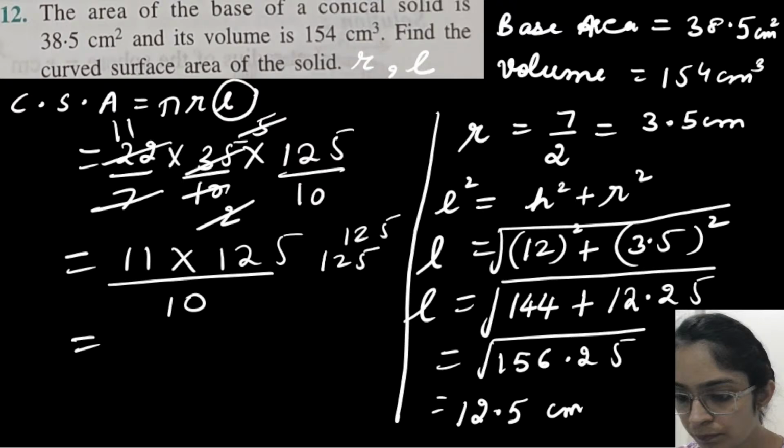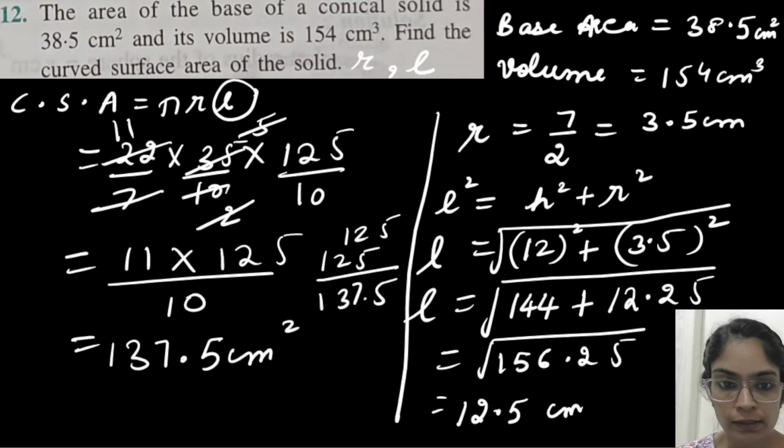So what is the answer we are getting here? 137.5 centimeters square. Is it correct? Yes, so Aditya has given the answer 137.5 centimeter square. So yes, we have found the correct answer. So curved surface area of cone is 137.5 centimeter square.